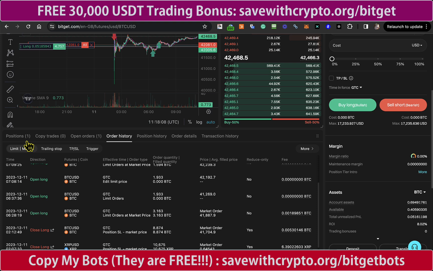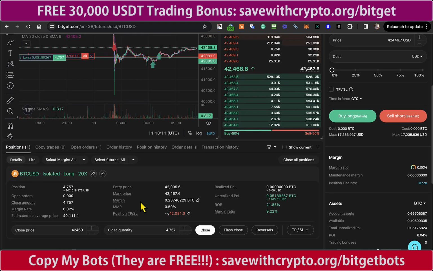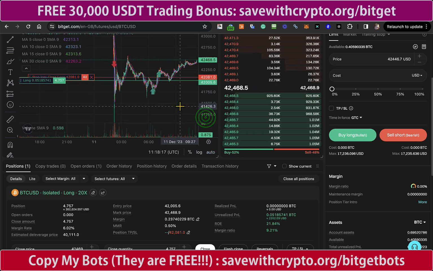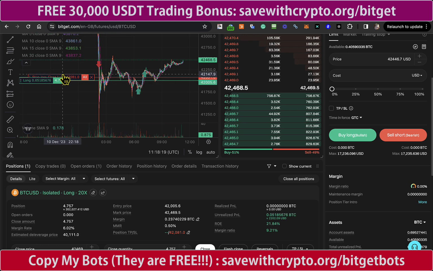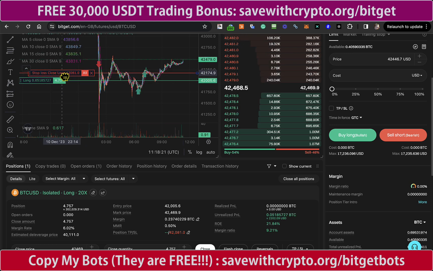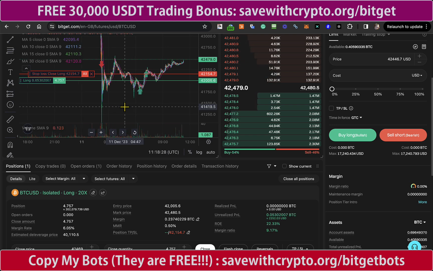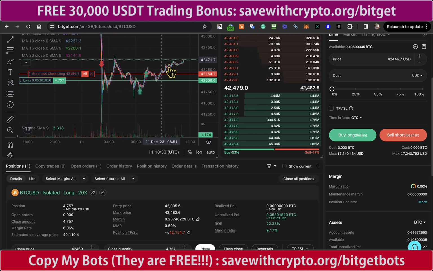I did enter this morning with a slightly smaller position, which is currently 21% in profit, which is about $2,200. That's good. Just in case, I might push the stop loss up a little bit. And I think what I'll do with this, if this continues going up and then we get some smaller pullbacks, then I might add to the position there.